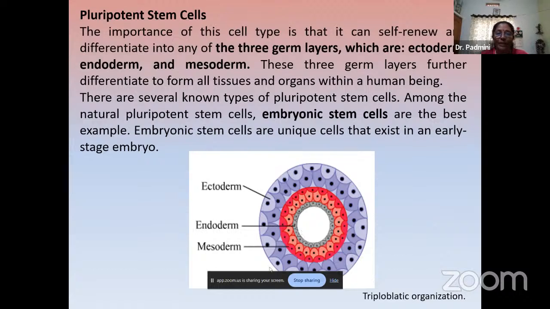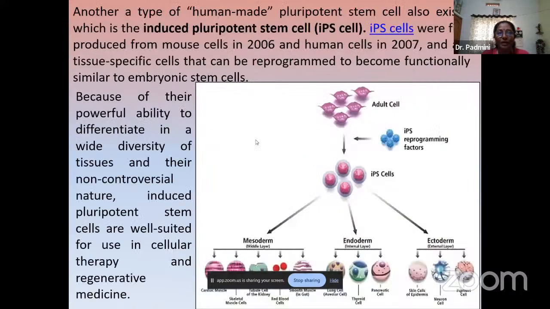There are several known types of pluripotent stem cells. Among them, the natural pluripotent stem cells are the embryonic stem cells, which are the best example. And the embryonic stem cells are unique cells that exist in an early stage of the embryo. Again, the timeline over there is from 5 days to say 10 or 15 days or so, not more than that. Another type of human-made pluripotent stem cells also exists, which is called induced pluripotent stem cells.